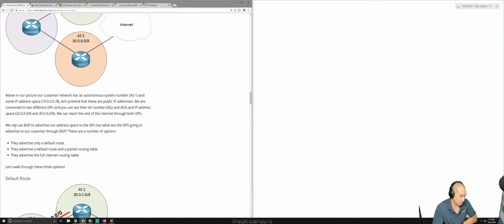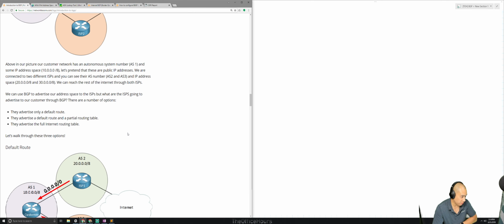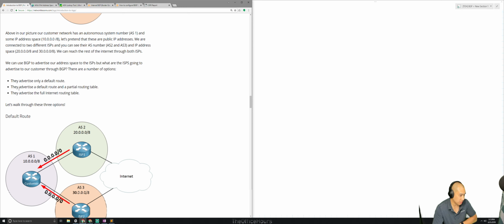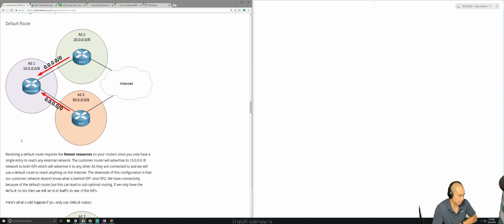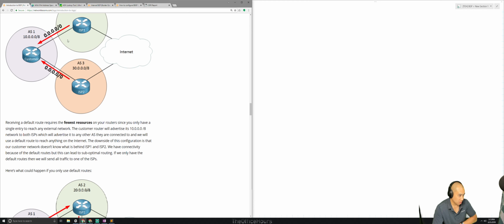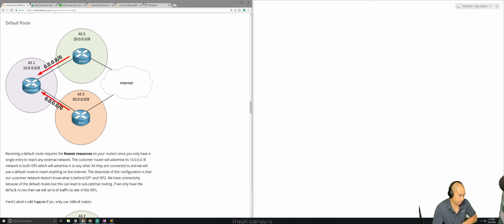We can use BGP to advertise our address space to the ISPs, but what are the ISPs going to advertise to the customers through BGP? There are a number of options. They could only advertise the default route. They could advertise the default route and a partial routing table, and they can advertise the full internet routing table. So let's look at the 3 options. Alright, so it looks like ISP1 and ISP2 are sharing the default route to the customer.